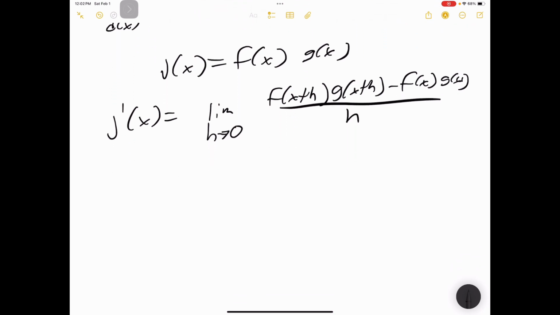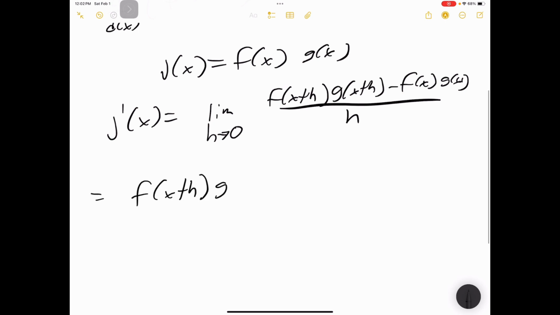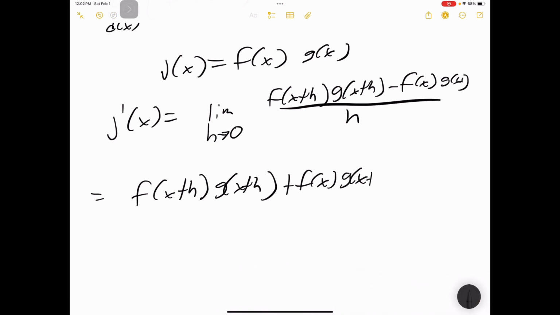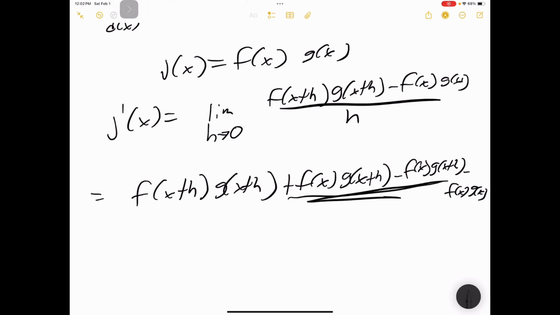And now let's do some manipulations. Let's say this is equal to f of x plus h, g of x plus h, plus f of x, g of x plus h, minus f of x, g of x plus h, minus f of x, g of x. So all I did is those two middle terms, we added and subtracted the same term.